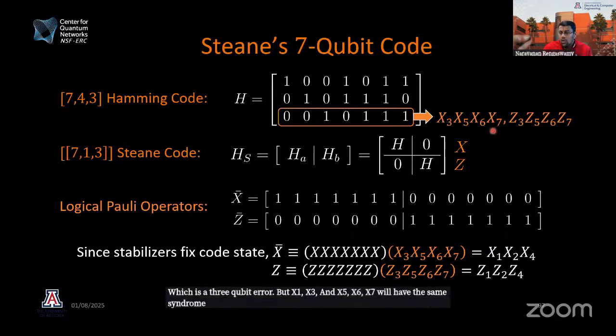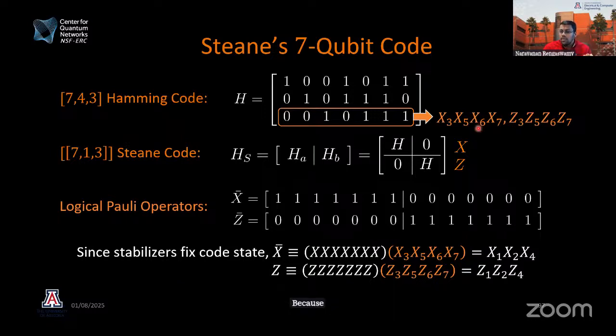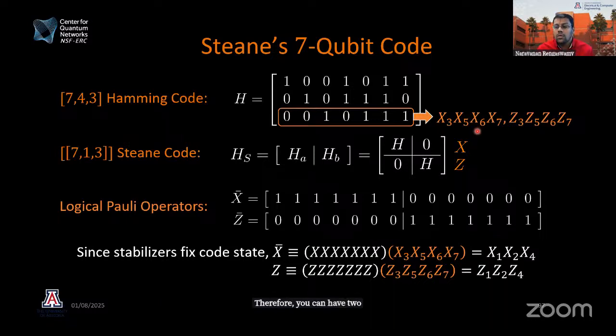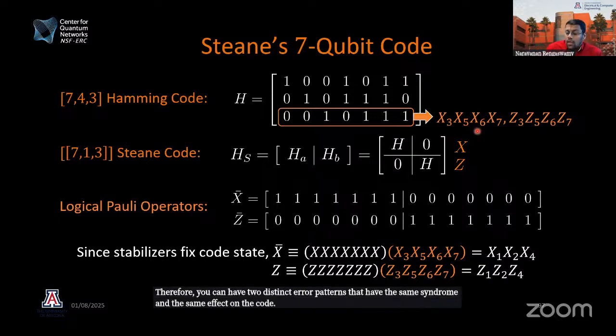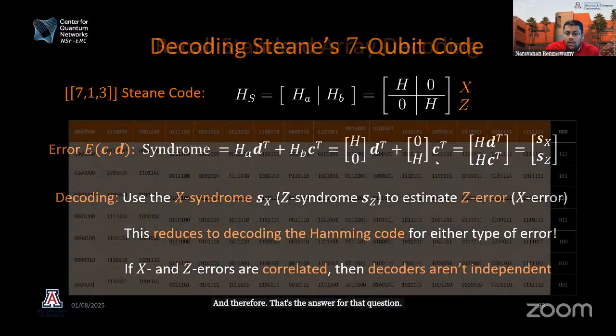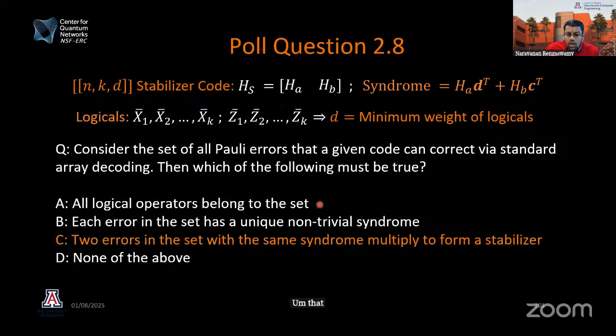You can go and check this for yourself because they only differ by a stabilizer, and the stabilizer by definition commutes with all other stabilizers. So the stabilizer by itself will have 0 syndrome. Therefore, you can have two distinct error patterns that have the same syndrome and the same effect on the code. And therefore, that's the answer for that question, that not every correctable error needs to have a unique syndrome.